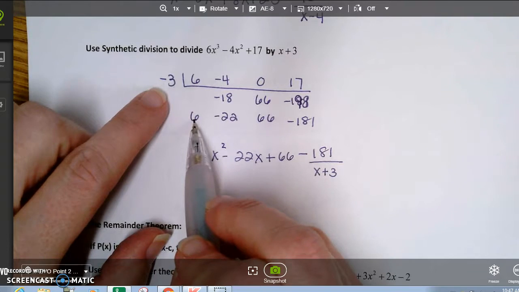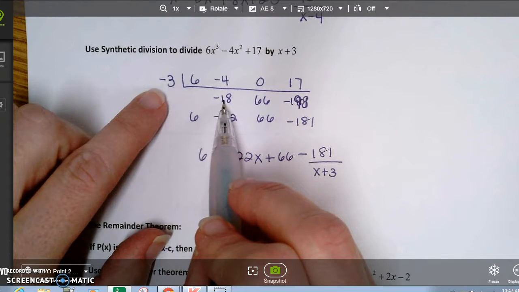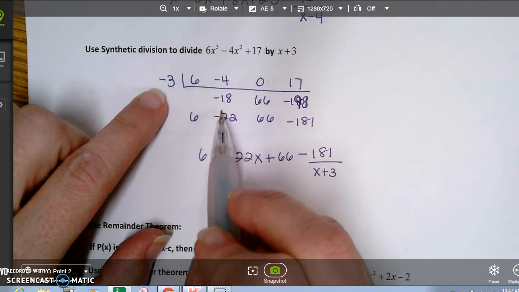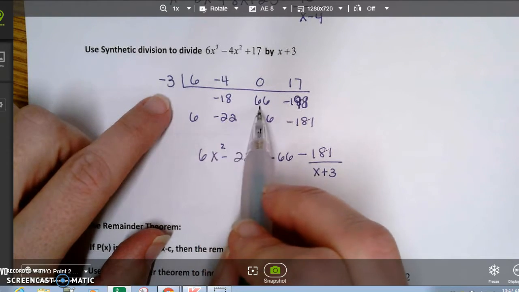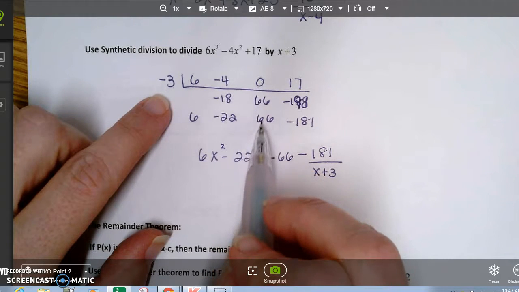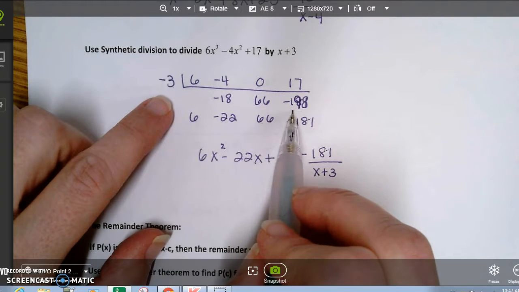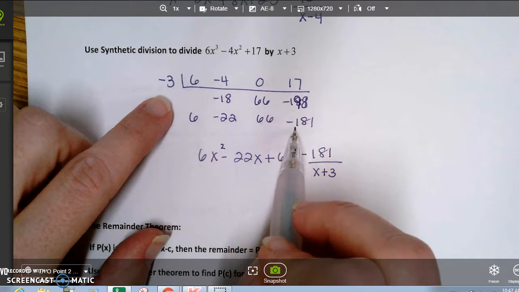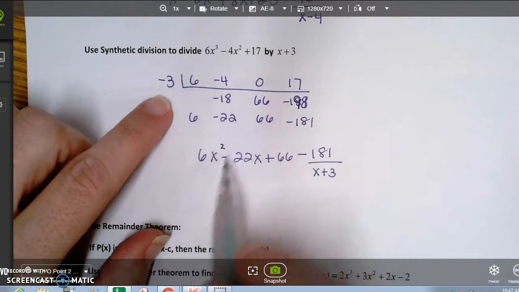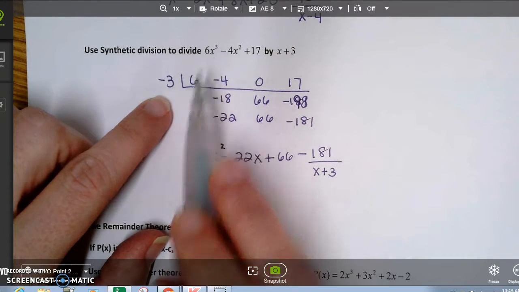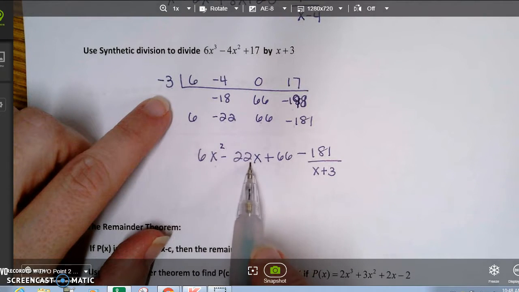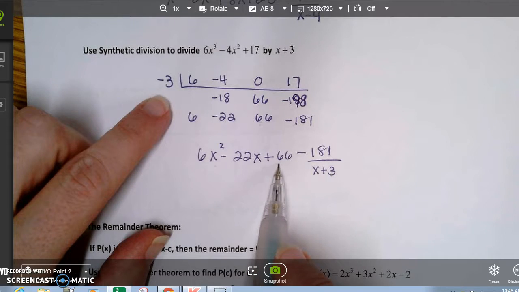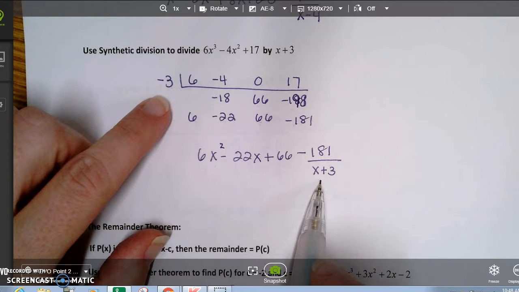So bring down the 6. 6 times negative 3 is negative 18. Add these together and get negative 22. Multiply these 2 and I get 66. Add these 2 together and get 66. Multiply these 2 and I get negative 198. Add these 2 and I get negative 181. Started off with x cubed, now I'm at x squared. So 6x squared minus 22x plus 66 minus 181 over x plus 3.